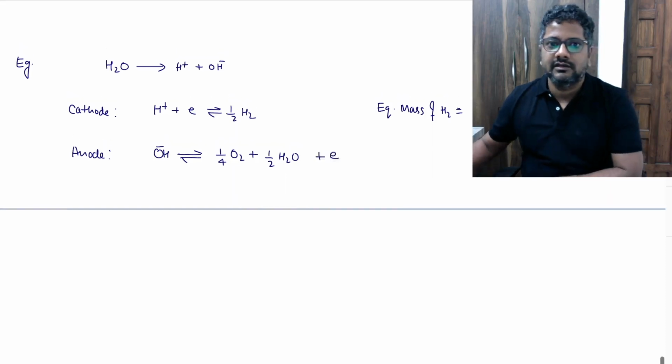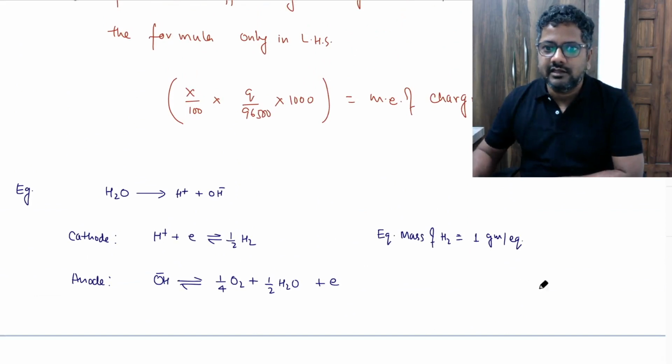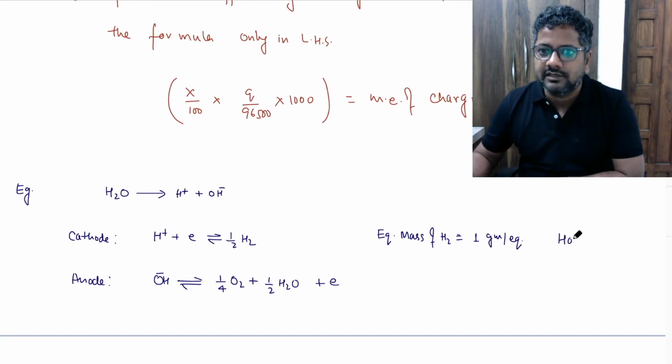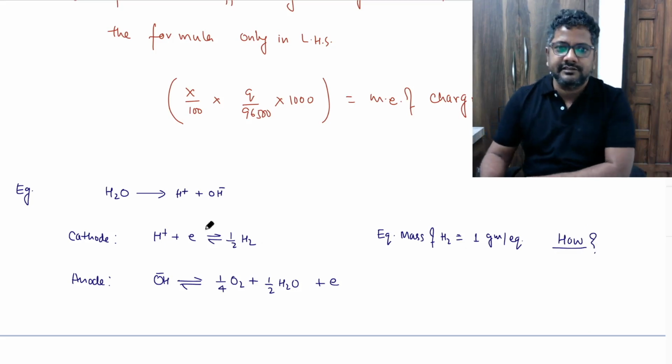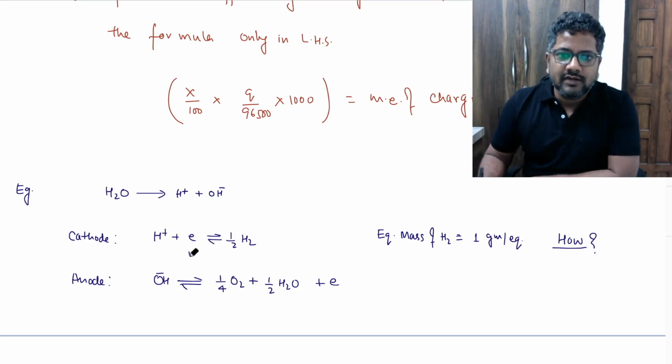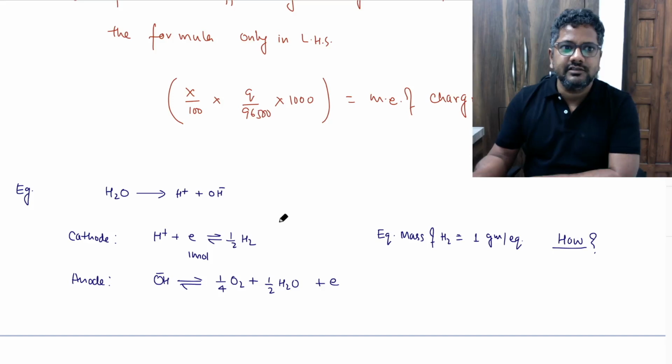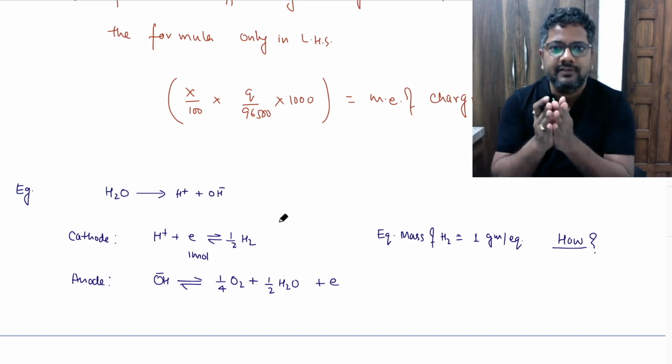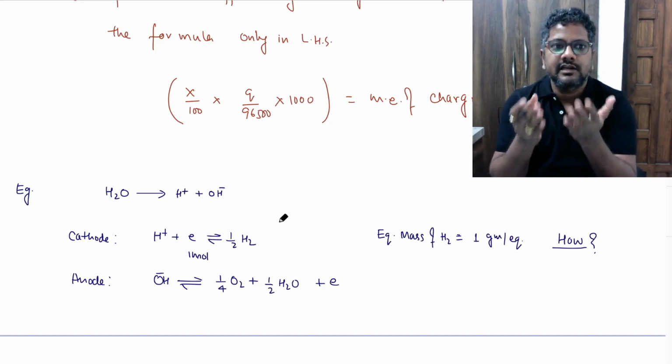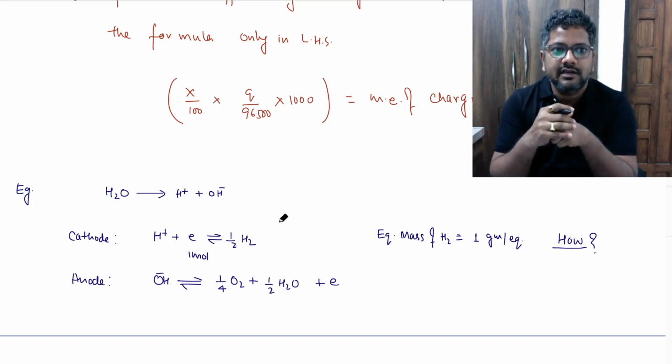So one can question how you have calculated this equivalent mass. See here, see the equation: 1 mole of electron deposited half mole of hydrogen in this reaction. So this is the definition. That 1 mole of electron deposited how much quantity of any species, that is known as equivalent mass.